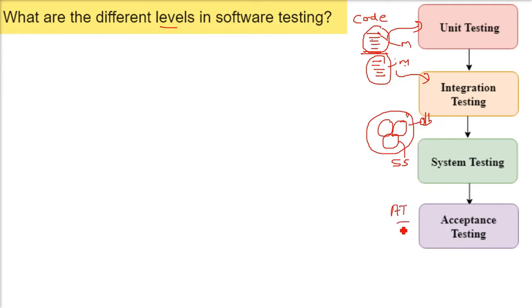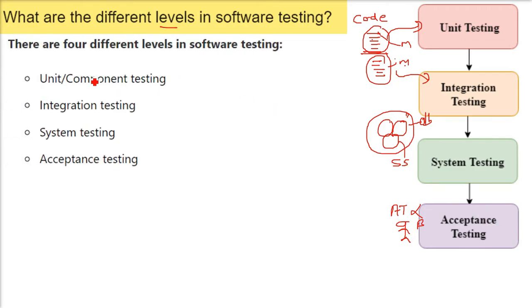And finally, the user will test. That is called the acceptance testing. So alpha and beta testing, these kinds of testing are acceptance testing. So there are 4 different levels in software testing: unit testing, integration testing, system testing, and acceptance testing.